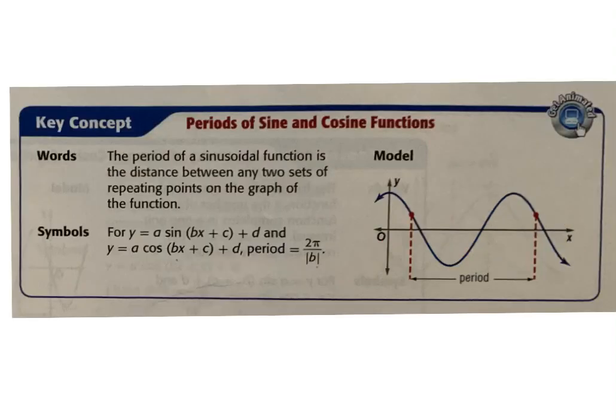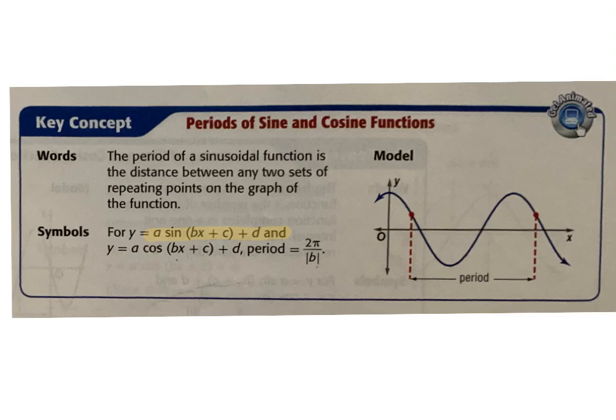All right, so period of a sine and cosine function. The standard period of a sine function is 2 pi. That is how long it takes for it to cycle one time. There are things that will affect your period. And so the standard form of a sine function is a sine of bx plus c plus d. So numbers that are within your sine function will affect your period.